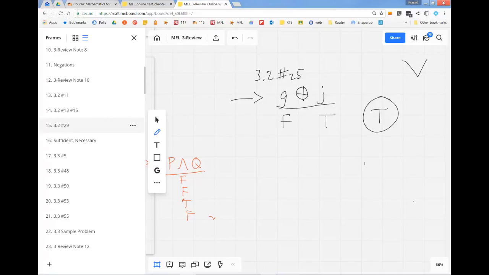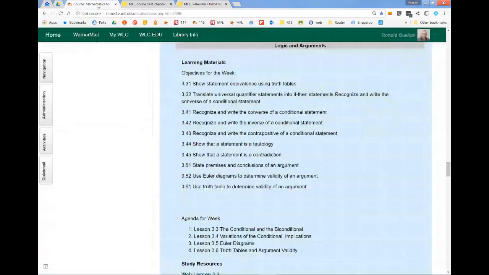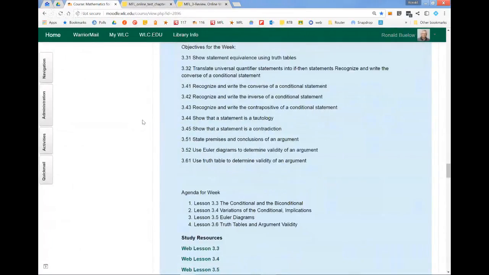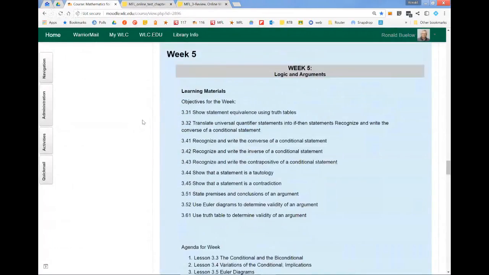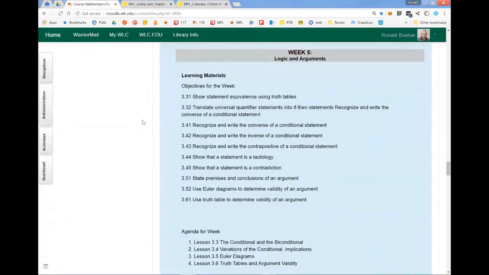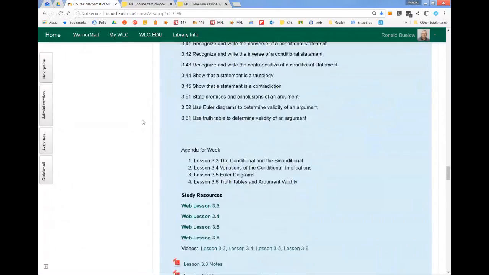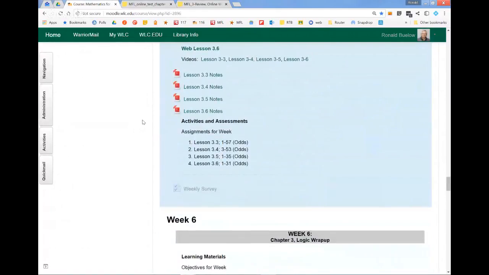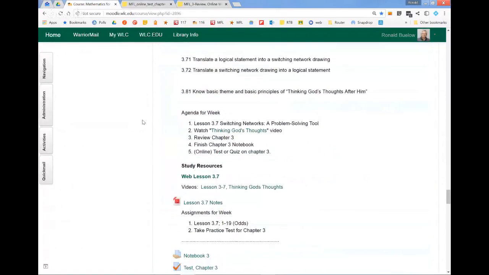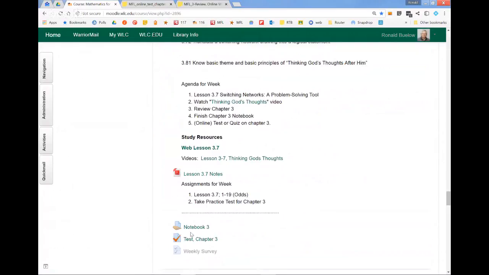By the way, I don't know if you looked ahead on the schedule, but I just wanted to talk briefly. Here's the schedule for the week we're in right now, week 5. You're supposed to be done with 3-6. And then next week, there's really just 3-7 and a presentation by me, closing out with notebook and test.